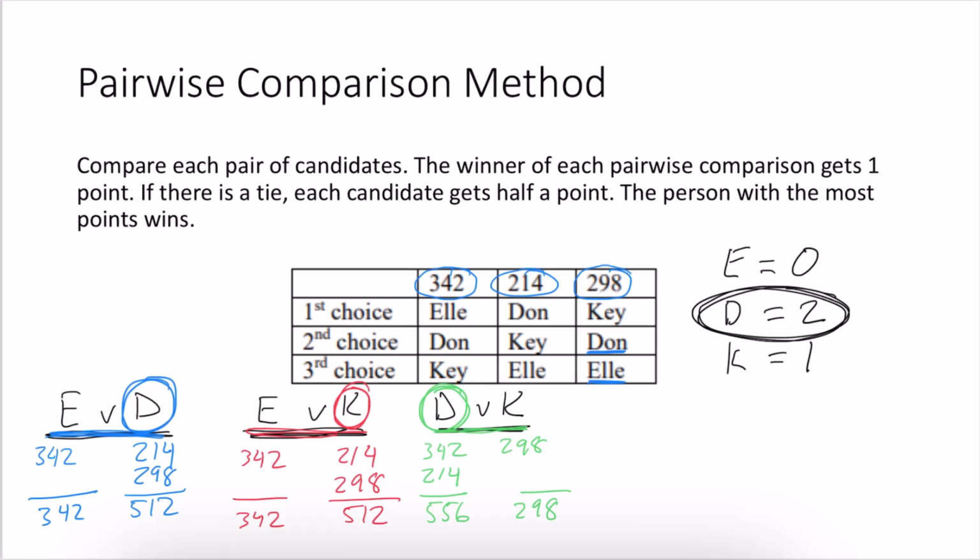And that's how you do the pairwise comparison method. In this example, we didn't have any ties, but sometimes these two numbers will end up being the same. In that case, both of the candidates get a half a point. That's how you deal with it if there's a tie. And that's how you would do the pairwise comparison method.